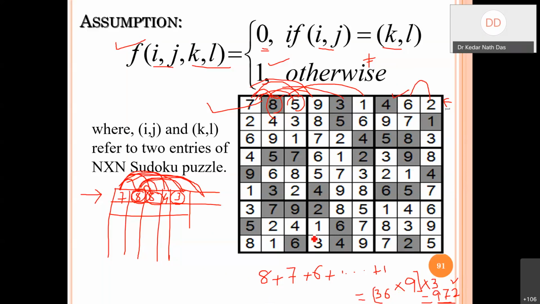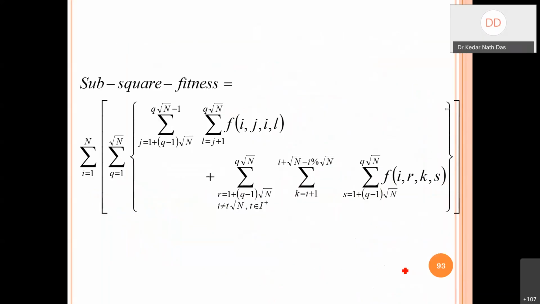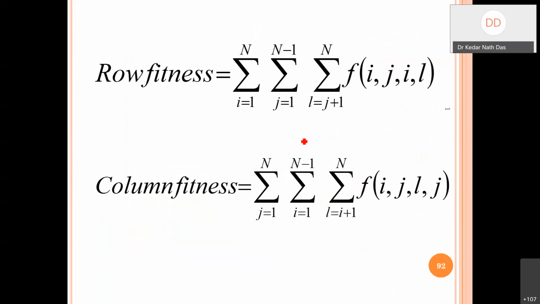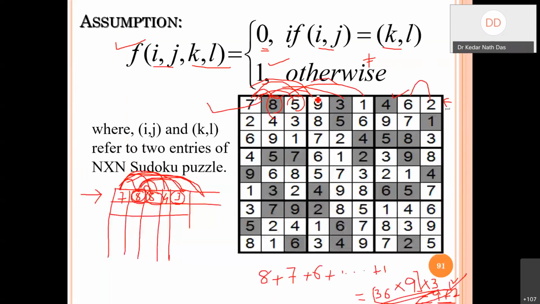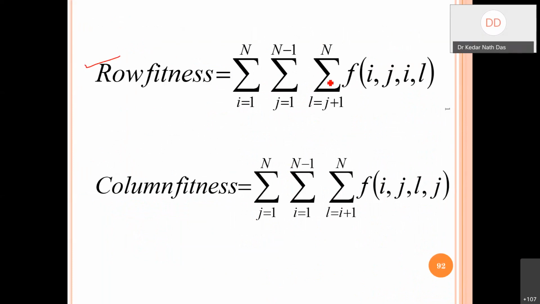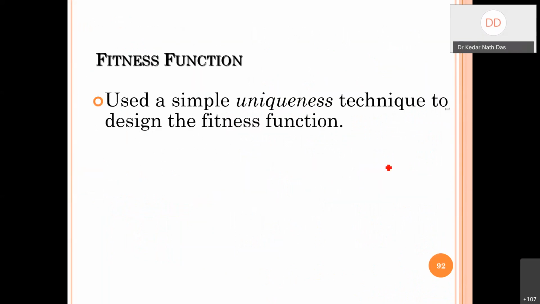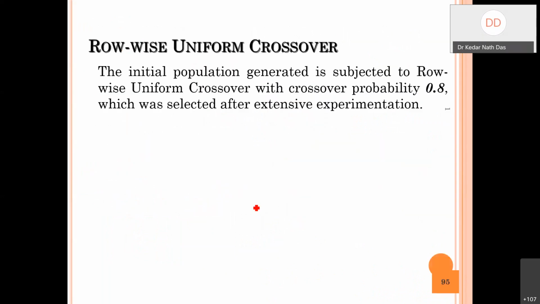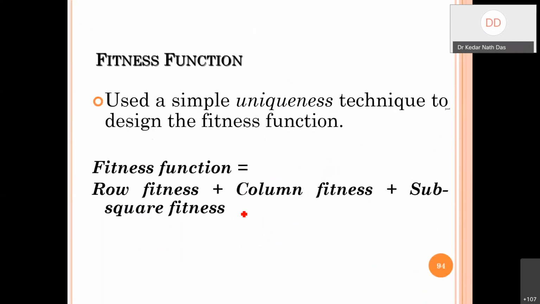Okay. So the row fitness, column fitness, and subsquare fitness will be added together to give you the final fitness value, which is actually mathematically designed in this way. What I have shown here in the figure is written mathematically because it should be implemented in the computer to travel from one cell to another. So this is the column fitness, this is the subsquare fitness, added together to give you the final fitness, which is going to be 972. That is what I have kept fixed.